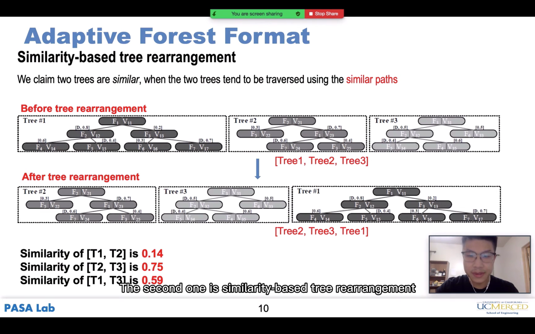The second one is similarity-based tree rearrangement. We address the load balance problem based on the similarity of trees. We claim two trees are similar if during inference the two trees tend to be traversed using a similar path and accessing similar attributes. As we can see from this figure, the order of the trees lying in memory is T2, T3, and T1, because T2 and T3 have the largest similarity, and T3 and T1 have the second largest similarity.